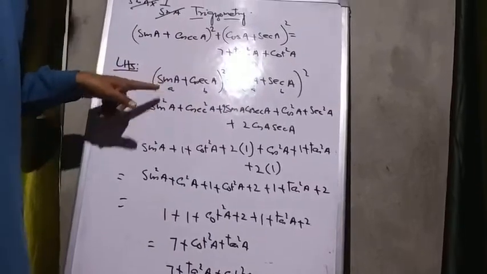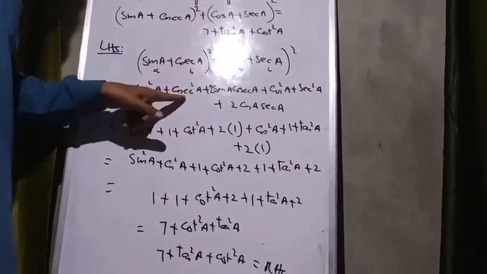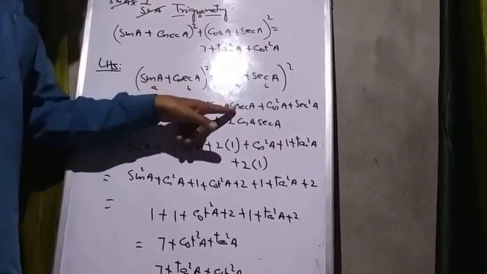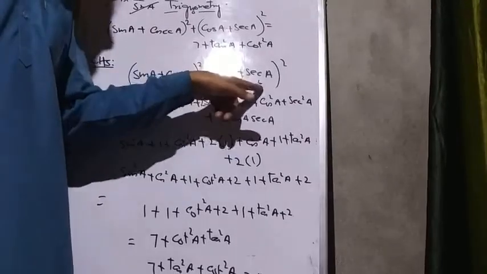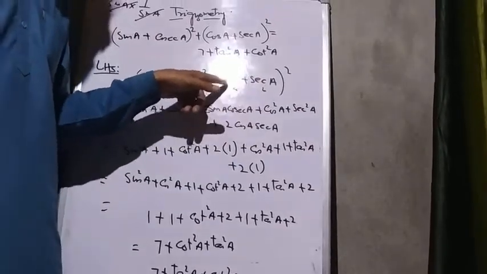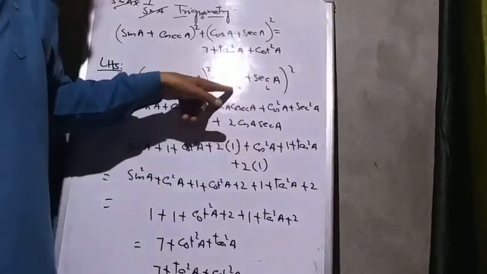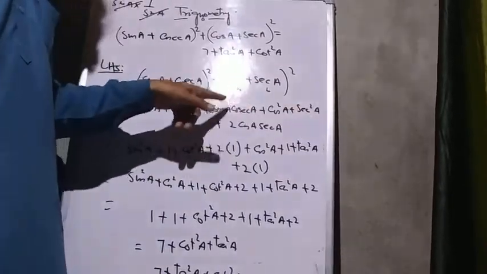So for A we have here sin A. A squared is sin squared A, plus B squared is cosec squared A, plus twice AB, twice sin A into cosec A. Plus, similarly, this A plus B again whole squared. Here for A we have cos A, and for B we have sec A.